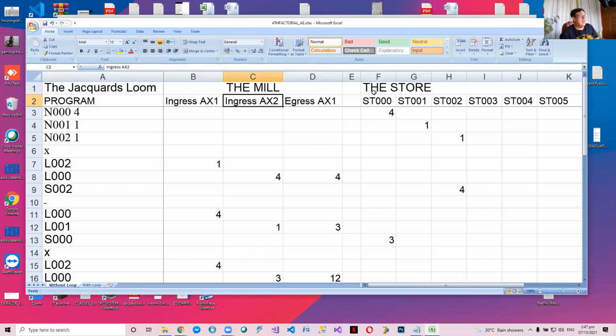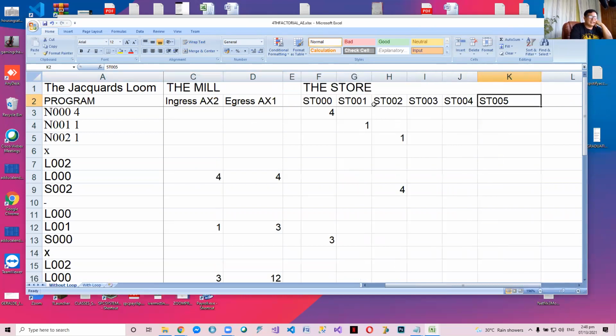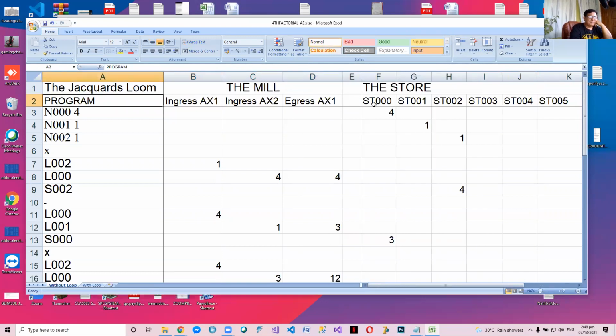This is the mill. The third component is the store. The store is a memory device which can store 1,000 numbers. The first is 000, the second is 001. These are the addresses of the store. Do you follow? Yes, sir. Okay. So the first command is N004. Anong ibig sabihin nito?